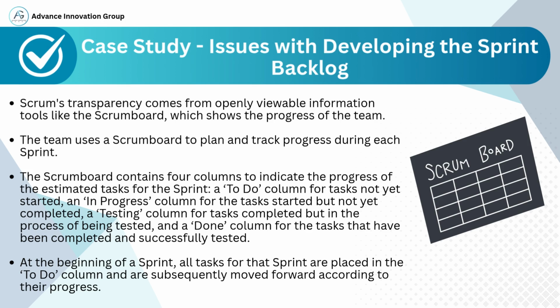This gives everyone, the Scrum team, product owner, and stakeholders, full visibility of what's being done, what's pending, and what's finished. Common issues in sprint backlog development, like unclear task status, duplication of effort, or blocked items, can be quickly spotted and resolved through regular updates on the Scrum Board.